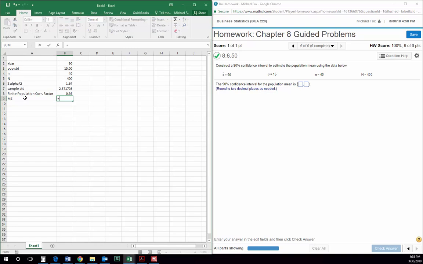All right, so now we can find our margin of error, which is going to equal our z alpha divided by 2 times our sample standard deviation times our finite population correction factor. And then our upper confidence limit would be our mean plus our margin of error. And our lower confidence limit would be our mean minus our margin of error.